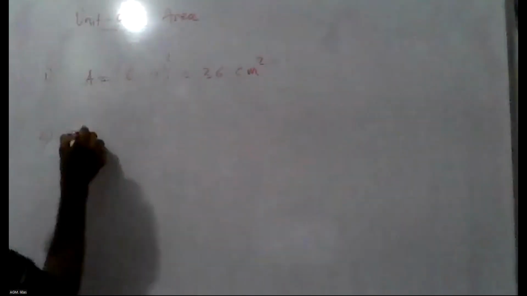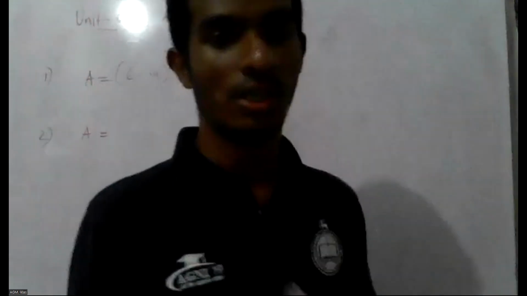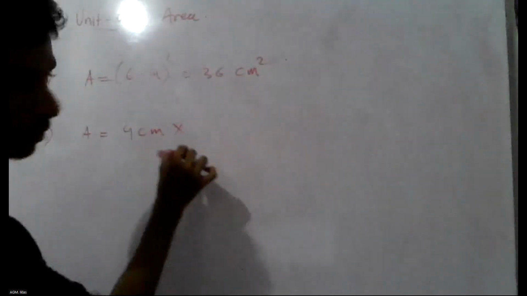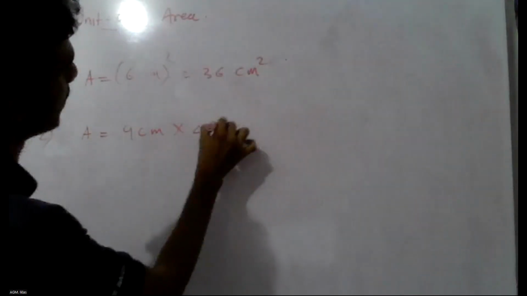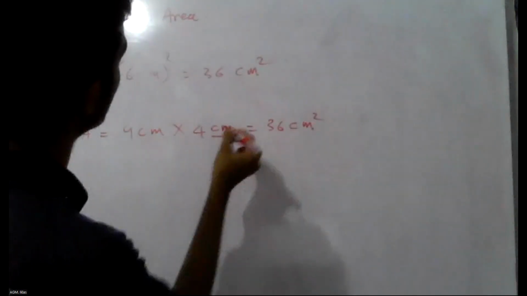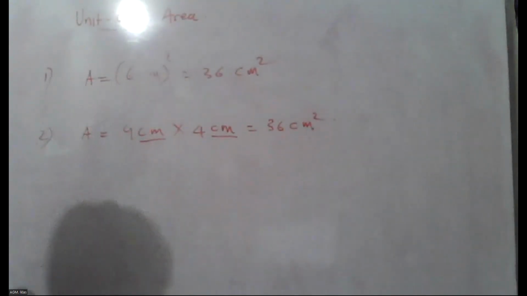Again, for the second example, they have given a rectangle. For finding the area of a rectangle, A is equal to A into B, length into breadth. So 9 centimeter into 4 centimeter. So 36 centimeter square. Here 1 centimeter, again another centimeter, so centimeter square.